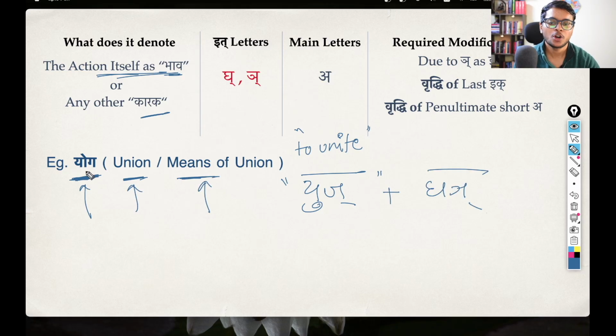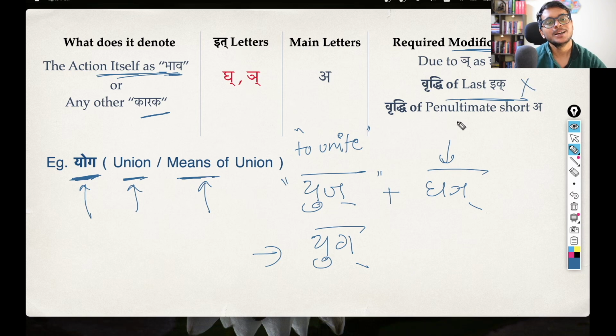Okay, and now let us see how we get this pratipadika. So yuj is the dhatu modified using ghai pratyay. For this ghai pratyay, we already know that if the dhatu is ending with a cha or a ja, then it takes ka or ga respectively. So here it will take ga. So yuj changes into yug. Okay, and then we'll check if the required modifications are possible. So vriddhi of last ik, not possible. Vriddhi of penultimate short a, again not possible.